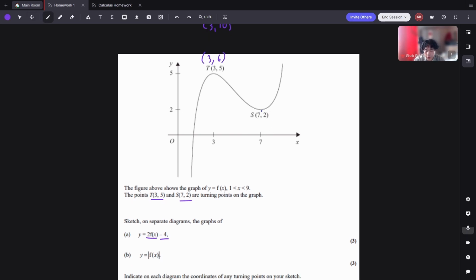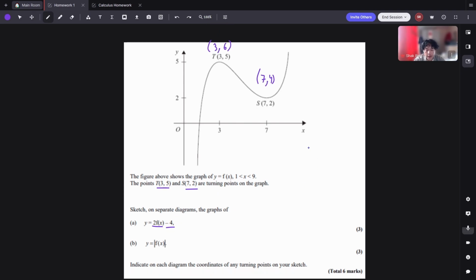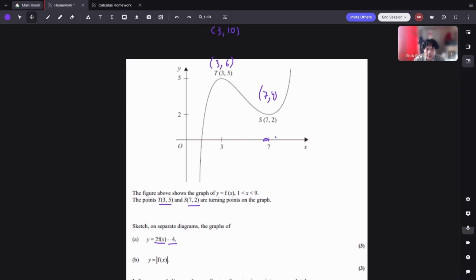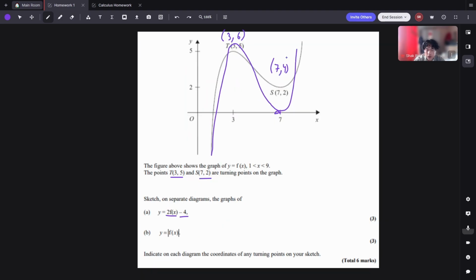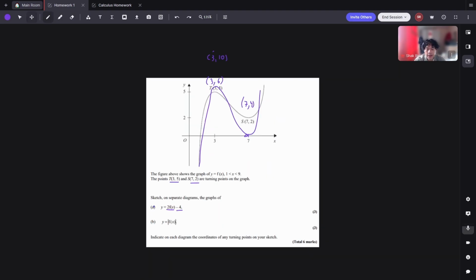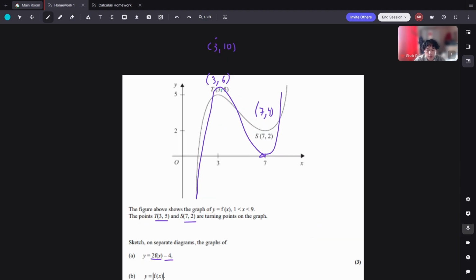And then this turning point would be 4 up and then 4 down. So this would be 7 and then 4. But then after the vertical shift downwards, it would be 7, 0. So it'd be here. So the graph would look something like this instead. Just a sketch, so it doesn't necessarily matter if it's completely accurate. What matters most are the turning points.